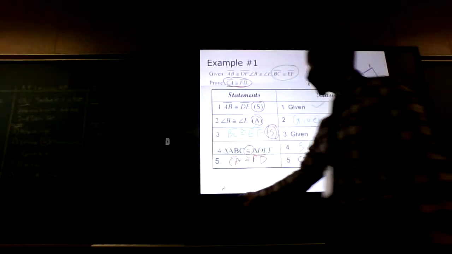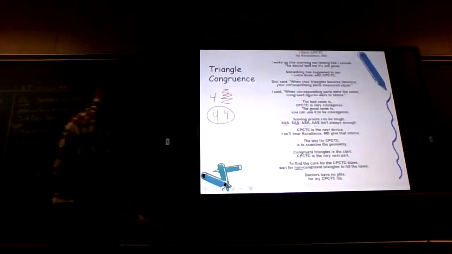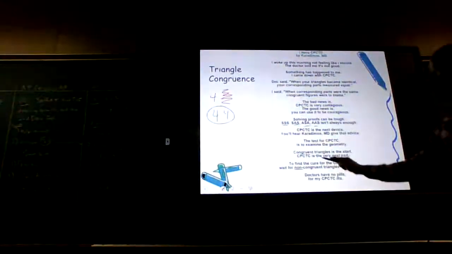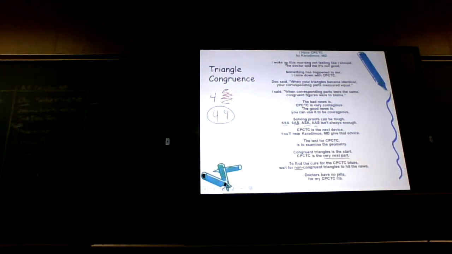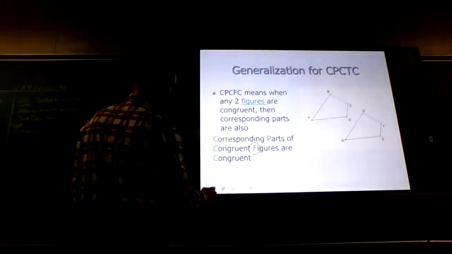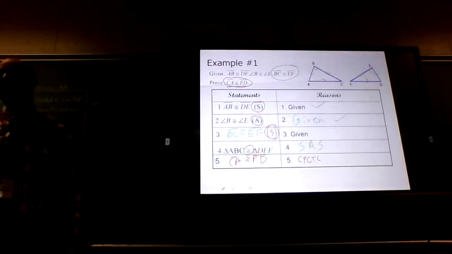Oh, and I'm going to come back to this for just a second. I'm going to go back to this. You remember this little poem we did at the very beginning? Remember in the poem here it says CPCTC is the very next part. So once you get the triangles congruent, it's the next part. So don't use CPCTC until you have congruent triangles. If you don't know the triangles are congruent, you can't use CPCTC. You got to show they're congruent first.